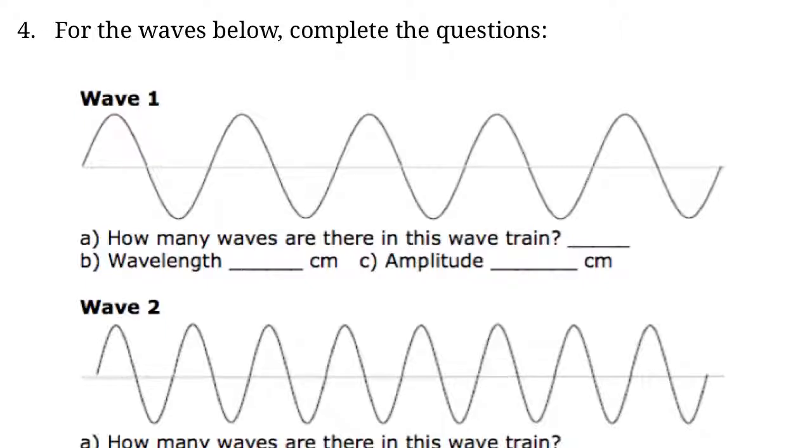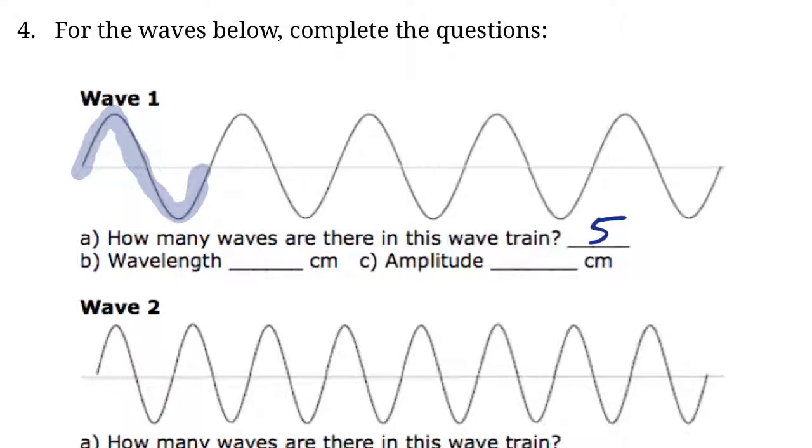Well, that's one wave, right? It starts down here, goes up, down, and back up to its starting point. So how many of those are there in this? Well, if you count, we have one wave here, 2, 3, 4, and 5. So the whole wave train, it's called a wave train, just a bunch of waves, there are 5 of them here.